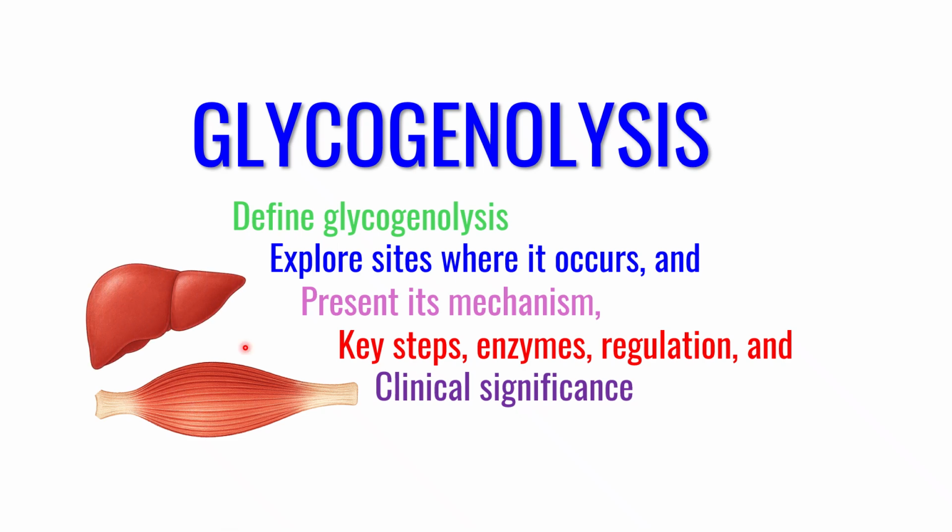Welcome to this video on glycogenolysis, an important metabolic pathway that helps maintain normal blood glucose levels during fasting and provides glucose to vital tissues. In this video, we will define glycogenolysis, explore tissues where it occurs, and present its mechanism, key steps, enzymes, regulation, and clinical significance.